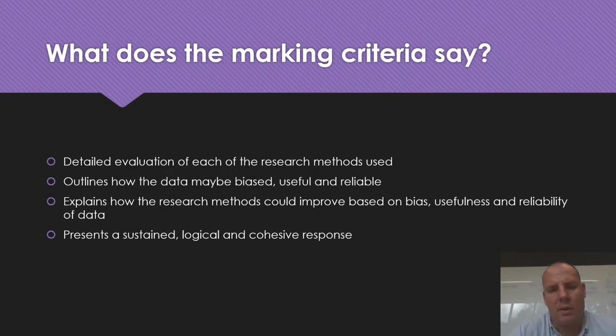When we look at our marking criteria, to get the top level, you need to make a detailed evaluation of each of the research methods used. So we're looking for a minimum of 4 paragraphs here, 1 paragraph for each research method. You need to determine how useful that research method is. You need to explain how the data may be biased, useful and reliable, and then explain how you can improve that research method based on bias, usefulness and reliability. And then you've got to do it in a sustained and cohesive way.